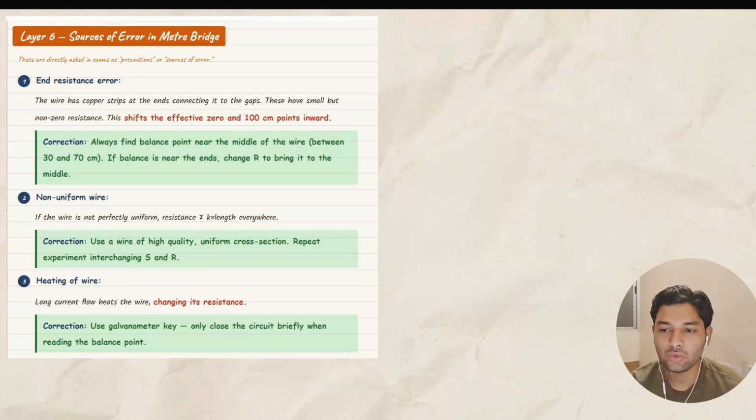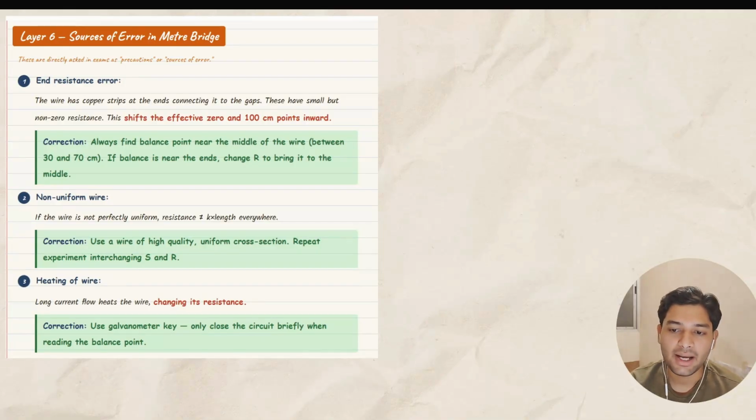Most students have doubts about this particular point. Basically, every uniform wire has a copper strip that helps attach it to the whole wooden structure that we call the meter bridge. At that particular point, the copper strip has some resistance. Copper is a good conductor, but it still has some internal resistance. So we have to make sure that the balance point we find with our jockey is in the middle, far from both endpoints, left and right.